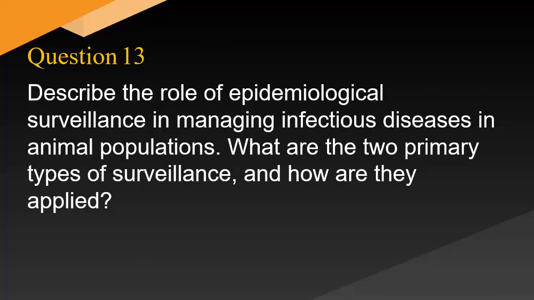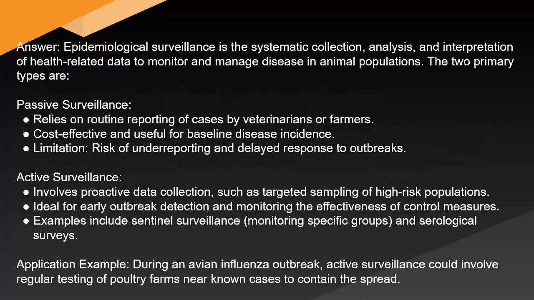Describe the role of epidemiological surveillance in managing infectious diseases in animal populations. What are the two primary types of surveillance and how are they applied? Answer: epidemiological surveillance is the systematic collection, analysis, and interpretation of health-related data to monitor and manage disease in animal populations. The two primary types are passive surveillance, which relies on routine reporting of cases by veterinarians or farmers.